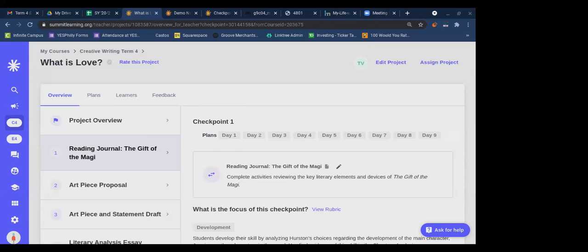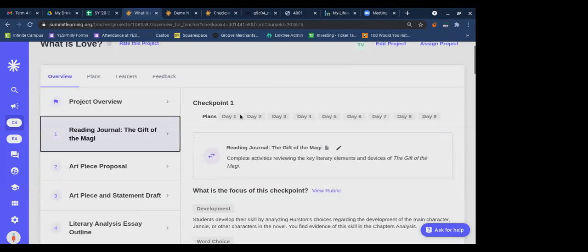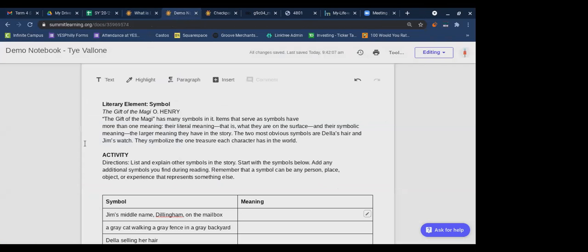All right. But if you are registered, you will see in our class, Creative Writing, and our project, What is Love, you should have Checkpoint 1 assigned to you that says Reading Journal, Gift of the Magi, right? Just like you see on my screen here. So when you click the checkpoint, it should look like this, okay?